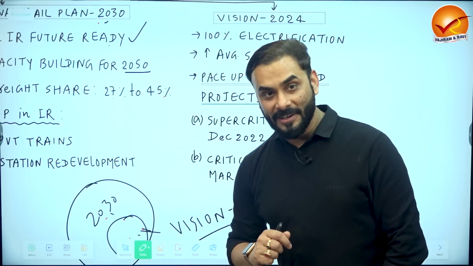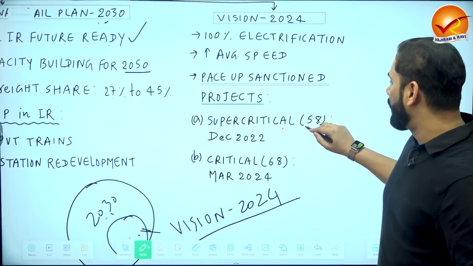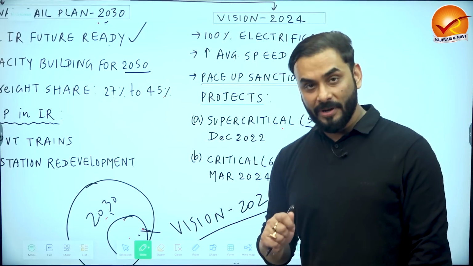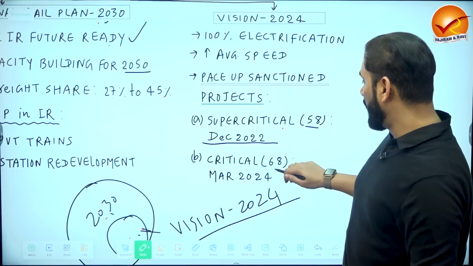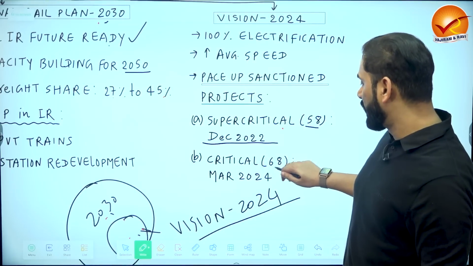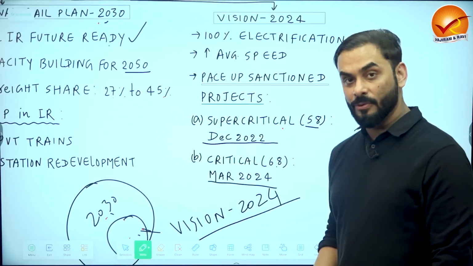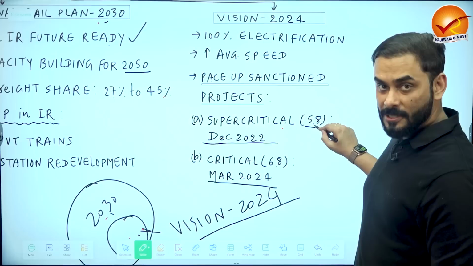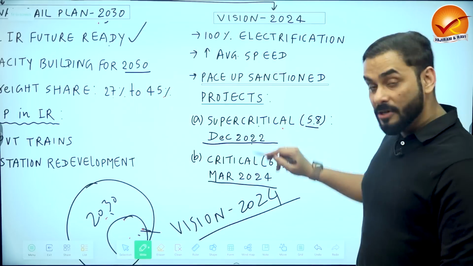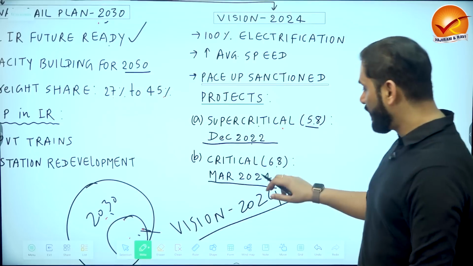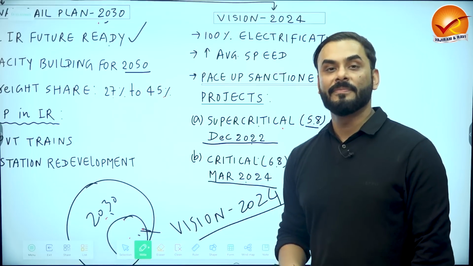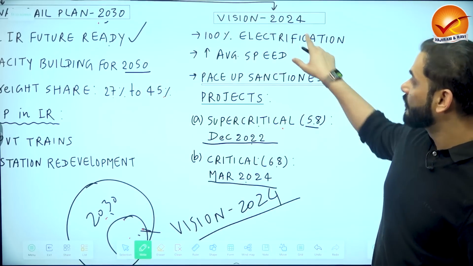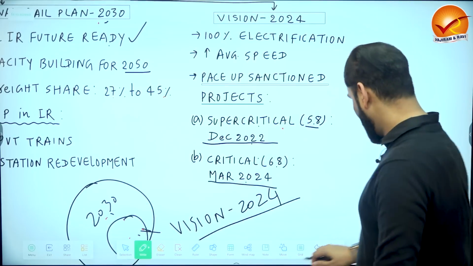What is supercritical projects? So there are 58 projects which the government wants to achieve by December 2022. Then there are 68 projects which the government wants to achieve by March 2024. So these 58 projects are called as supercritical because government wants to achieve them quickly, and 68 are called as critical because we still have some time to achieve them. All right. So this is mentioned under Vision 2024.